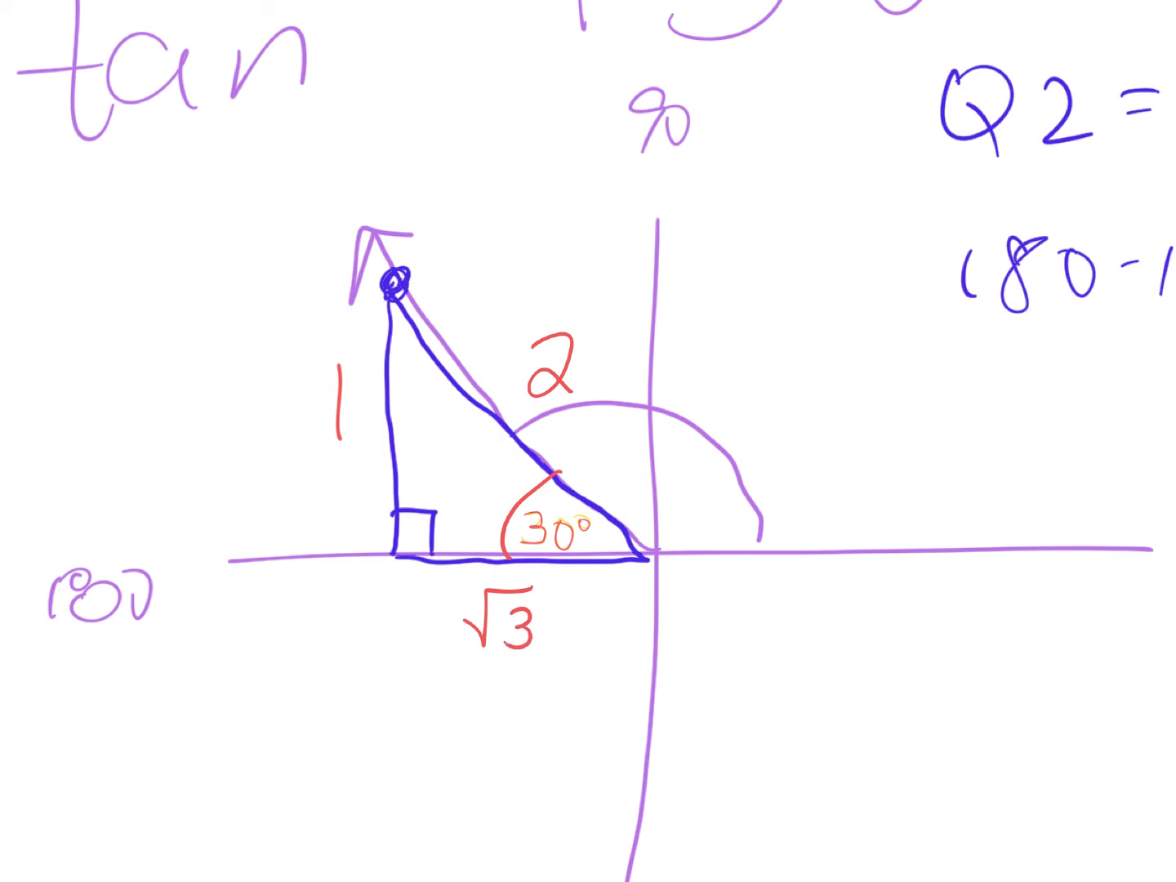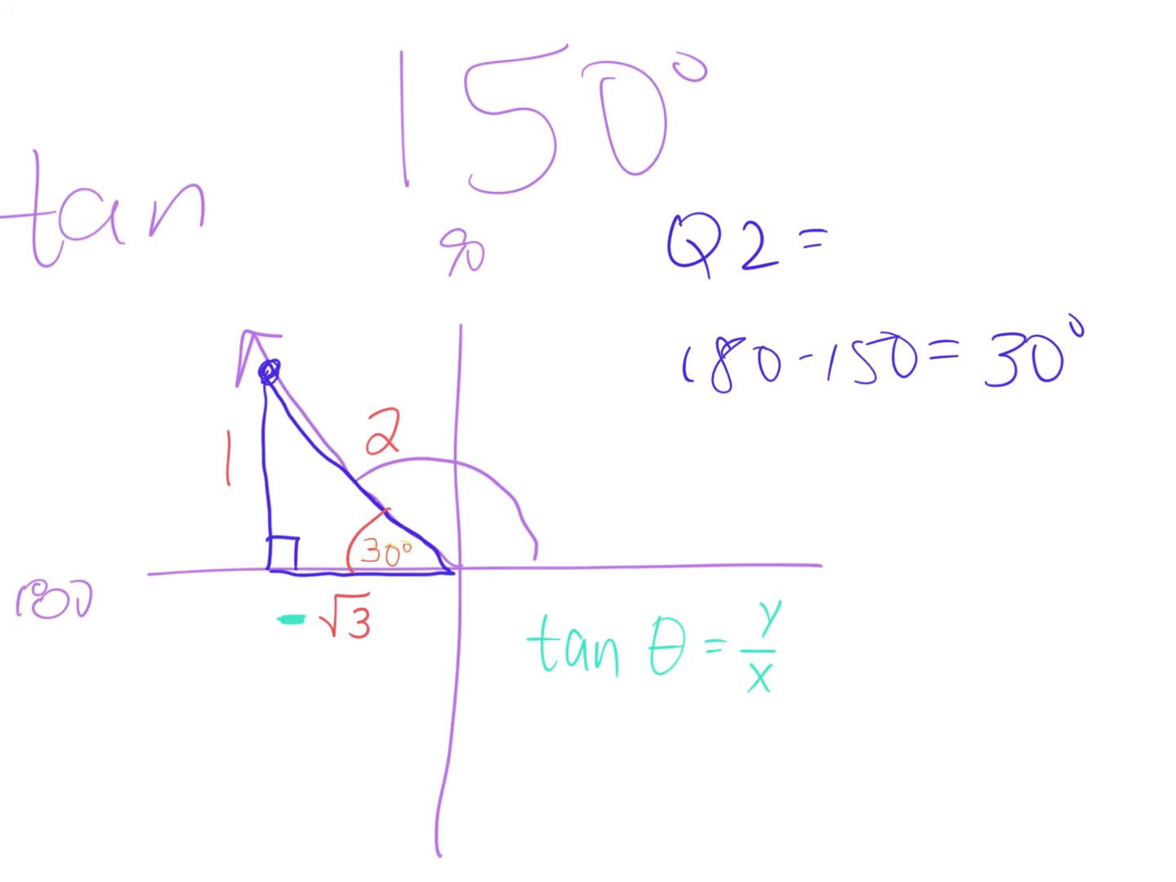Now, what quadrant are we in, guys? We're in the second quadrant. So in the second quadrant, my x value is negative and my y value is positive. All right, now we still haven't answered it. We're trying to find the tangent of theta. Tangent is y over x. So what is the y value?